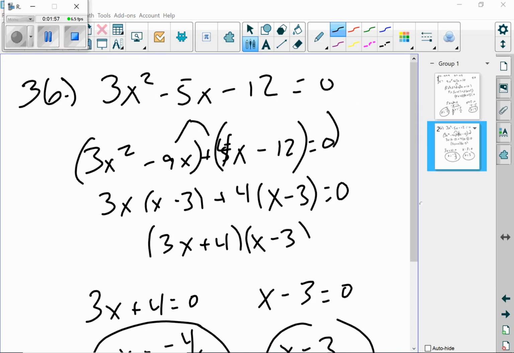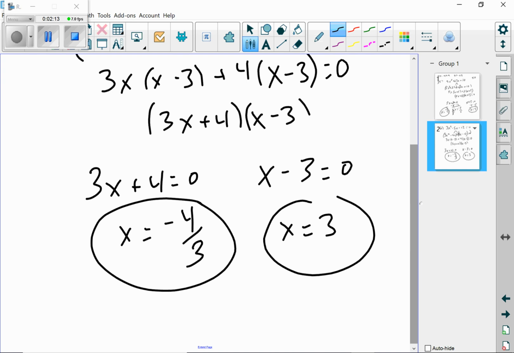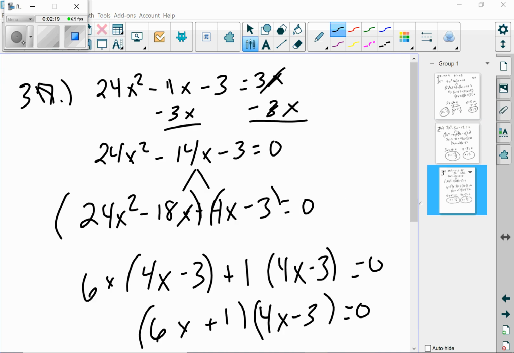Okay, so I'm going to try something here, maybe speed this up just so you guys can see it. I've already got the problem worked out this time. 3x squared minus 5x minus 12. Split the middle into negative 9x and positive 4x. Factor, pull out the 3x and the 4. Your two factors are 3x plus 4 and x minus 3. Solve each for 0. One x is negative 4/3. The other is x equals positive 3.